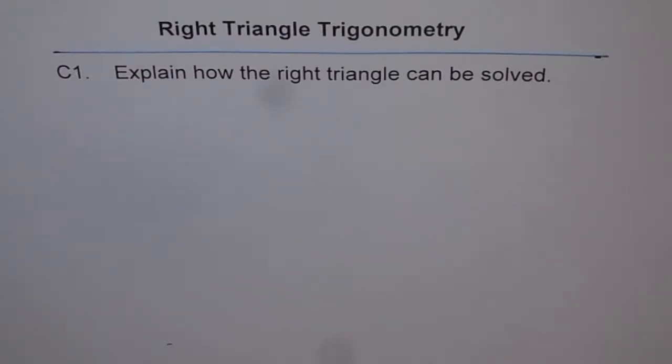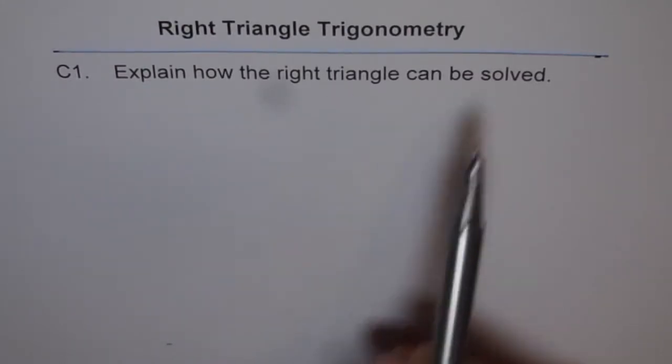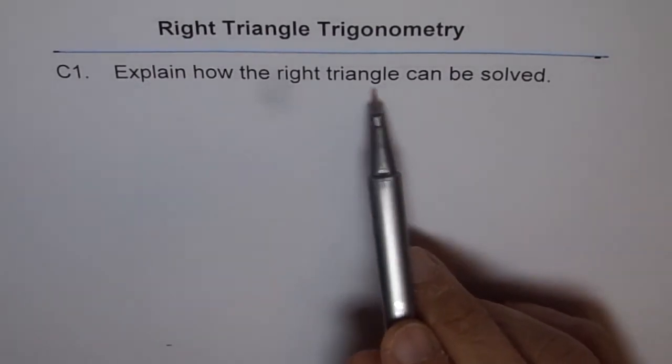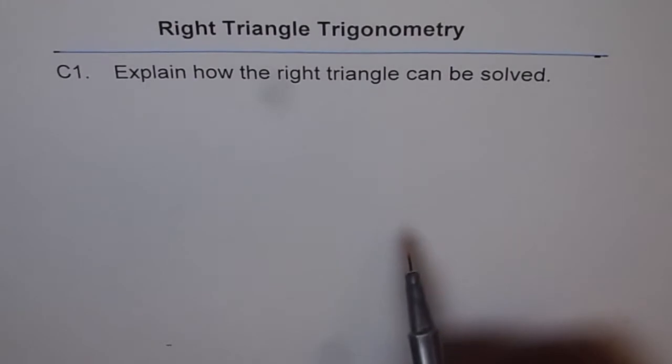Right triangle trigonometry, C1. Explain how the right triangle can be solved. Well, this is the most important question in this set of videos. Let's try to understand it, okay? When we say explain how the right triangle can be solved, first we need to understand the word solution of right triangle. What do we mean by solve the right triangle?